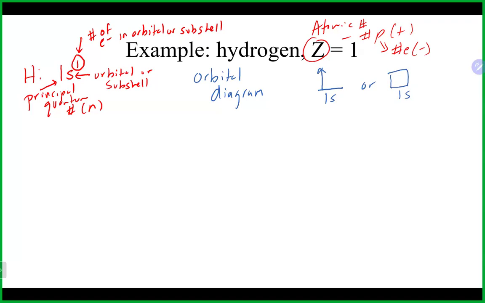Now, just to talk a little bit again about quantum numbers, that fourth quantum number is what is known as the spin quantum number.